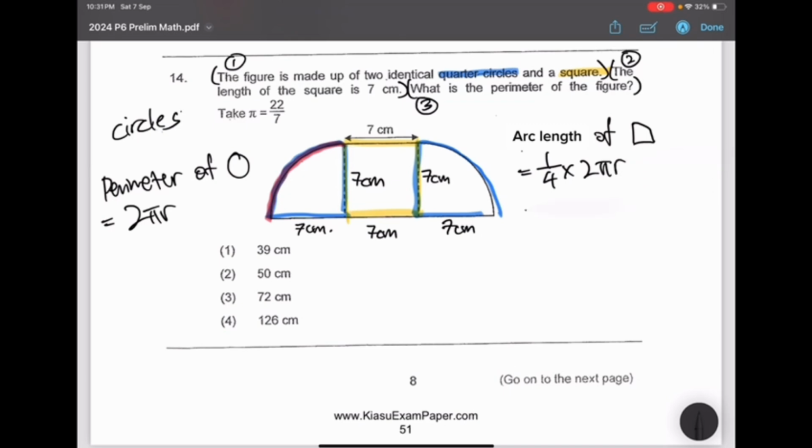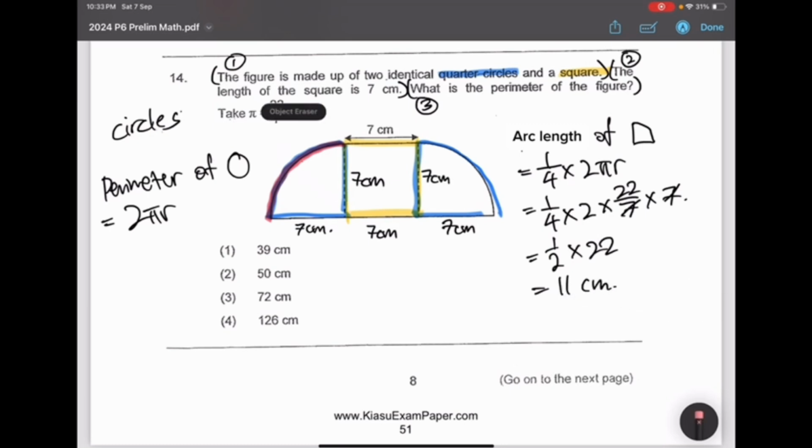Alright, and now I'm going to fill in the digits. Alright, 1 quarter times 2, and pi would be 22 over 7, and I know that my radius is 7. From here, what I can do is take my 1 quarter times 2, that would be half, and my 7s can cancel out, and that would be 22. And from here, I know that the perimeter of my quarter circle is just 11 cm. So now what I want to do is to label it on both my quarter circles.